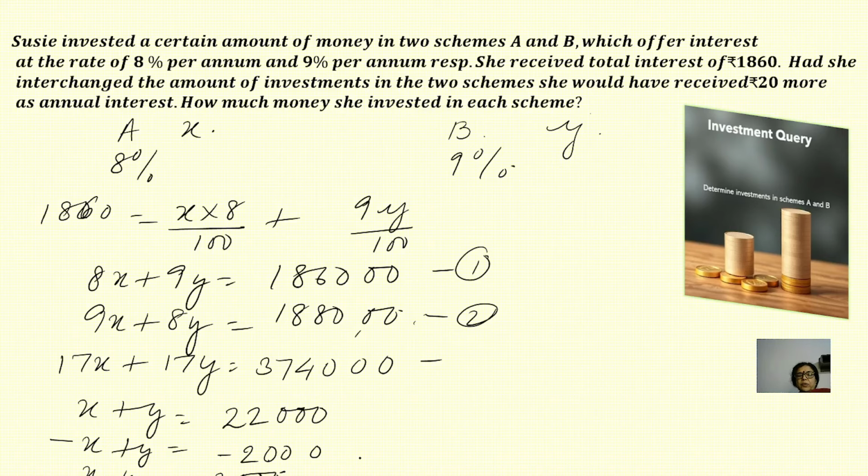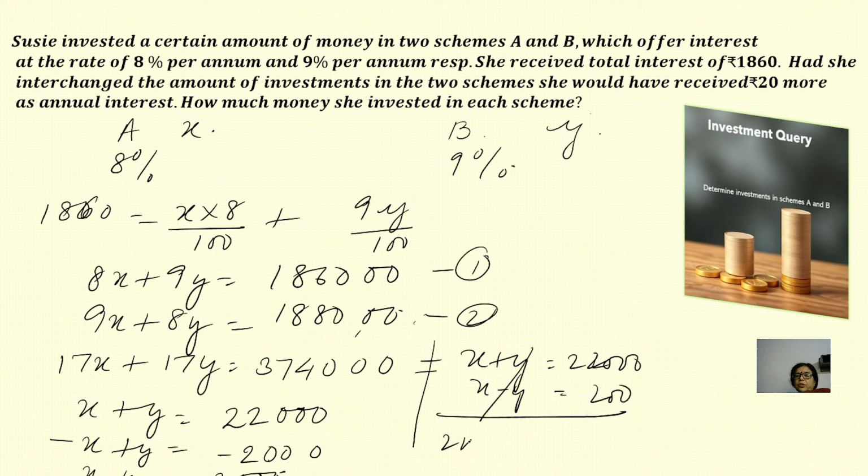And x plus y is 22,000. So solving these two equations, x plus y is equal to 22,000 and x minus y is 2000, adding the two equations, we get 2x is equal to 24,000. So x is equal to 12,000. That means she invests rupees 12,000 in the first scheme. And in the second scheme, the amount of money that she will be investing will be, of course, 10,000, because x plus y is 22,000. So y is equal to 10,000.